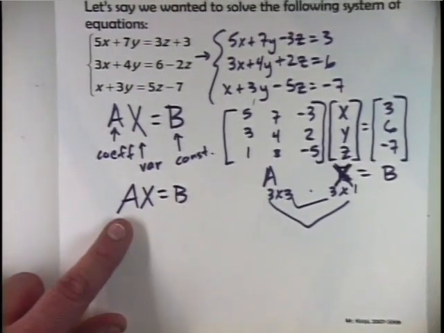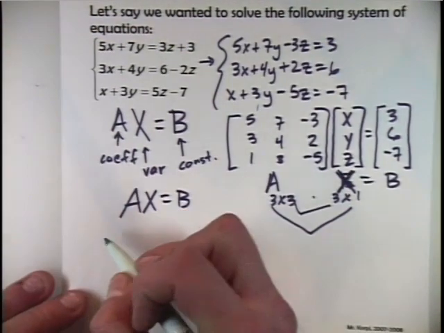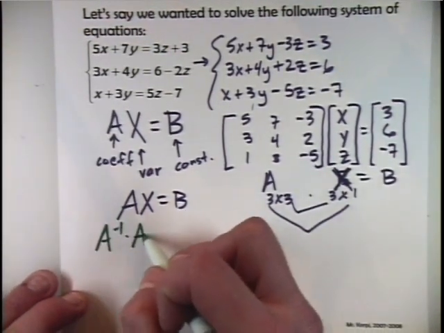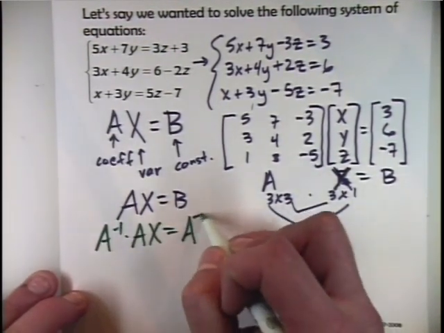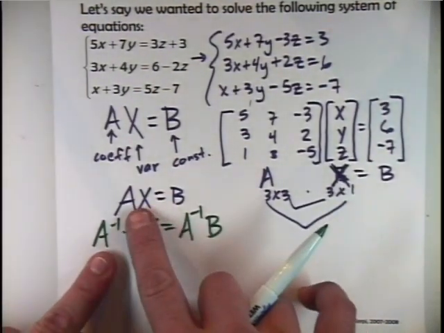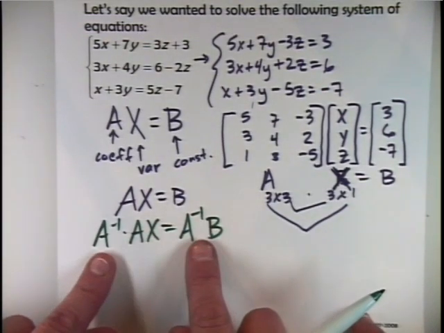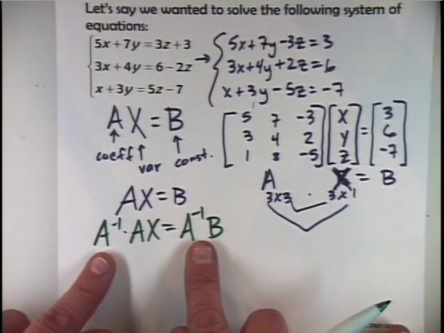And how do I do that? Well, I have to multiply both sides on the left by the inverse of a. So a inverse times ax equals a inverse times b. And I have to do it on the left-hand side because that's where this a is. There's only room on the left. And I have to do it on the left on this side since matrix multiplication is not commutative.